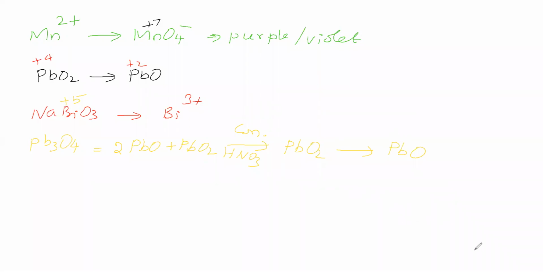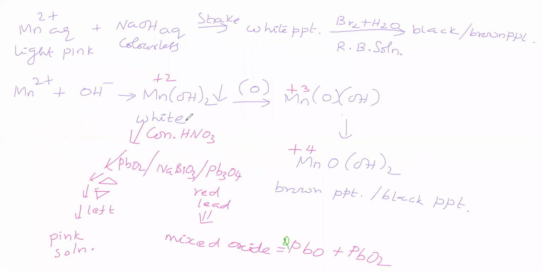Manganese undergoes oxidation. Lead is undergoing reduction. These are the reactions possible. So what are the reactions possible in this case? We will see. Here you are taking this white precipitate. This white precipitate formula is Mn(OH)2.